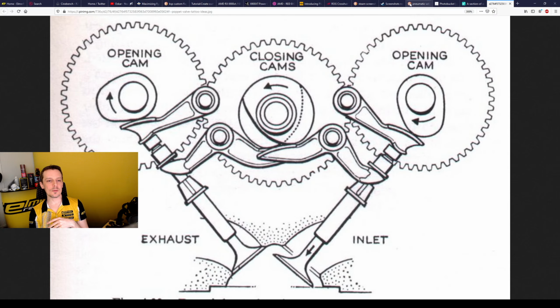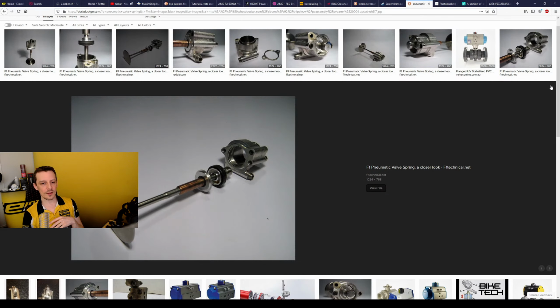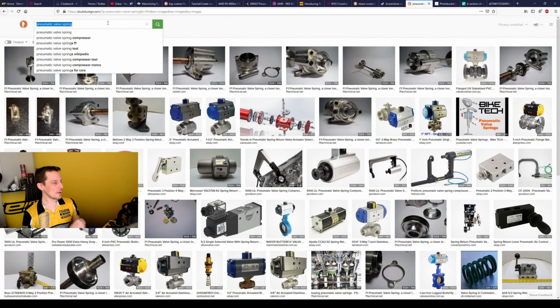Oh, we do want to, let's wait a minute, let's see if we can find a two-stroke. Some two-stroke engines actually do have poppet valves. Let's see if we can find some of those.